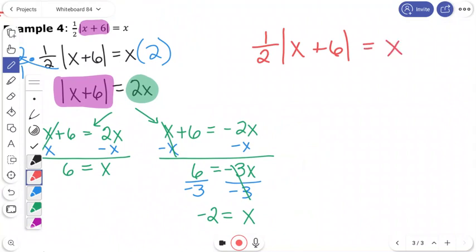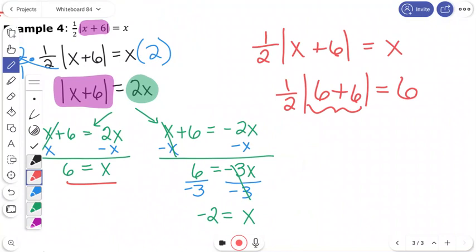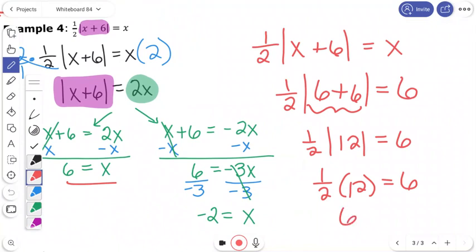So I'm going to take my first answer choice right here, x equals 6, and I'm going to sub it in. 1/2 absolute value 6 plus 6 should equal 6, and I don't want to write x, we're subbing in 6 for x right now. Well, what is 6 plus 6? That's 12. So I have 1/2 times the absolute value of 12 should equal 6. Well, what is the absolute value of 12? It's just 12. So 1/2 of 12 should equal 6. What is half of 12? 6. Perfect, that works. So our first solution is good.